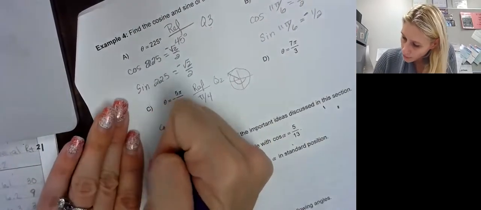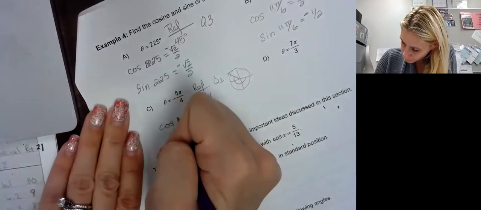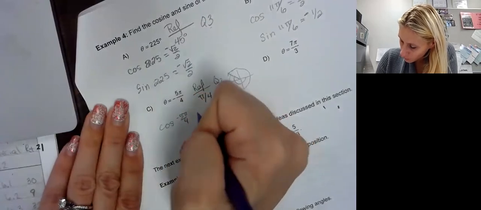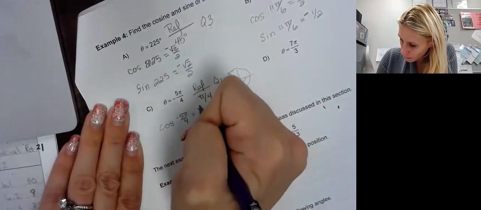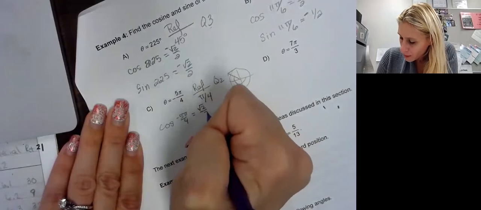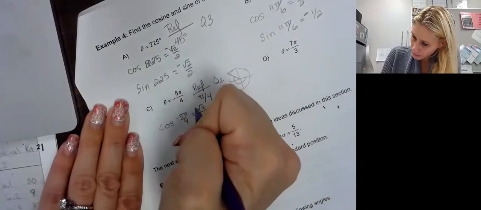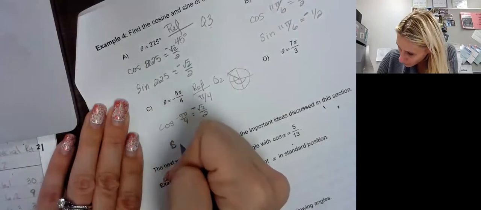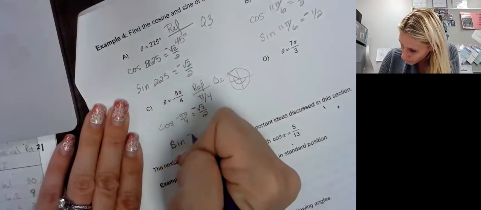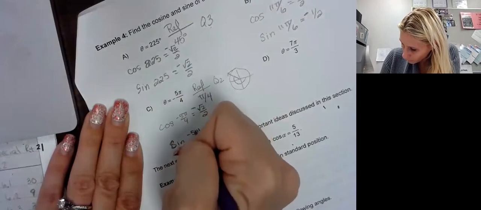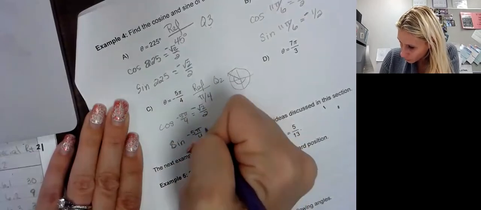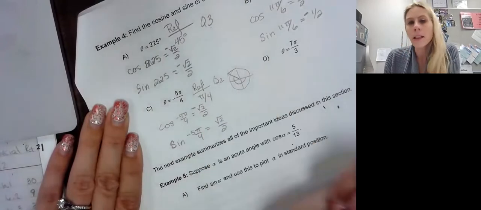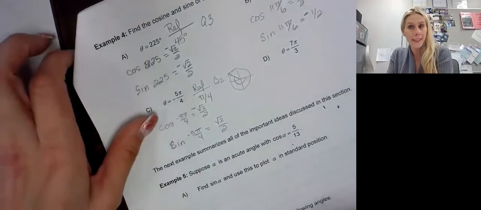So cosine of negative 5 pi over 4, of course, in relation to pi over 4 would be square root of 2 over 2. Cosine in quadrant 2 is negative. Sine of negative 5 pi over 4, in relation to pi over 4, is square root of 2 over 2. And in the second quadrant, sine is positive.